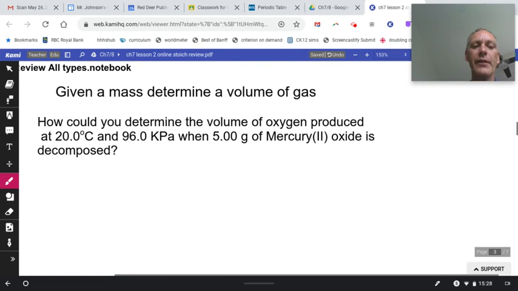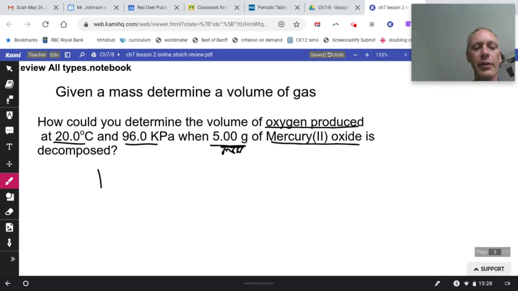Okay, given a mass, determine a volume of gas. Okay, determine the volume of oxygen produced at 20 degrees Celsius. So here's our gas part, 96 kilopascal. Here's our mass of mercury(II) oxide. So we're starting with mercury 2 plus, oxide is a 2 minus. We're starting with solid mercury oxide and decomposing it into its elements.